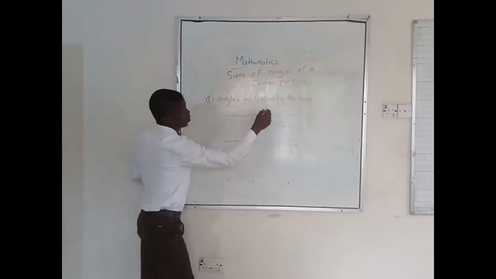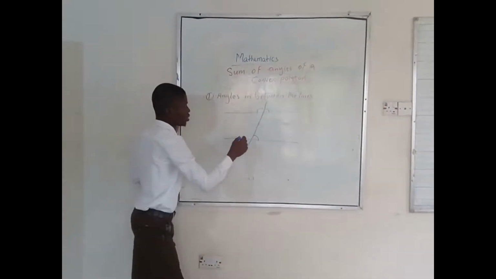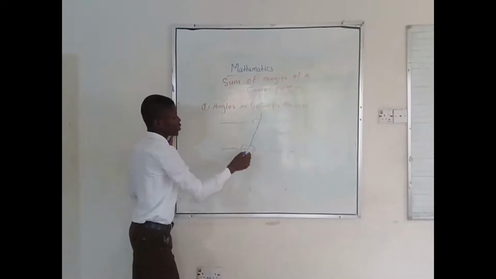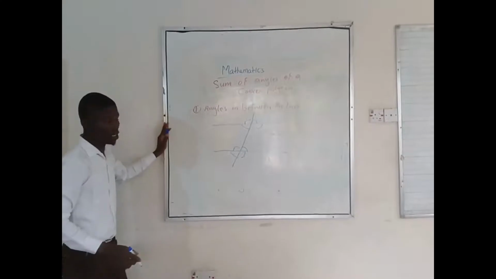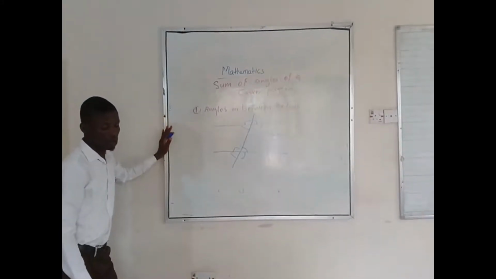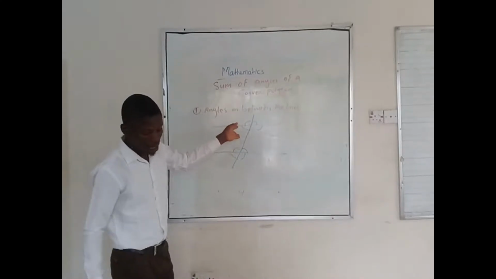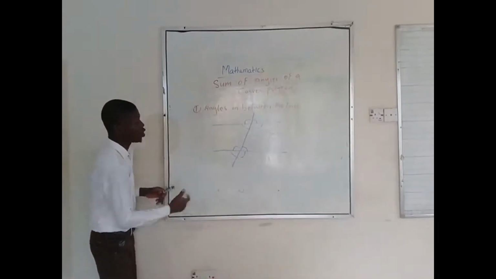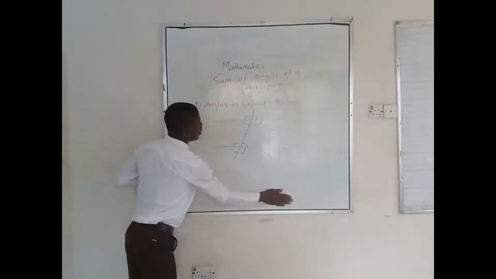There's an angle here, there's an angle here, there's an angle here, and so on. We have formed so many angles. Good. With this, we can bring out so many angles here. Let's start with what I call corresponding angles.